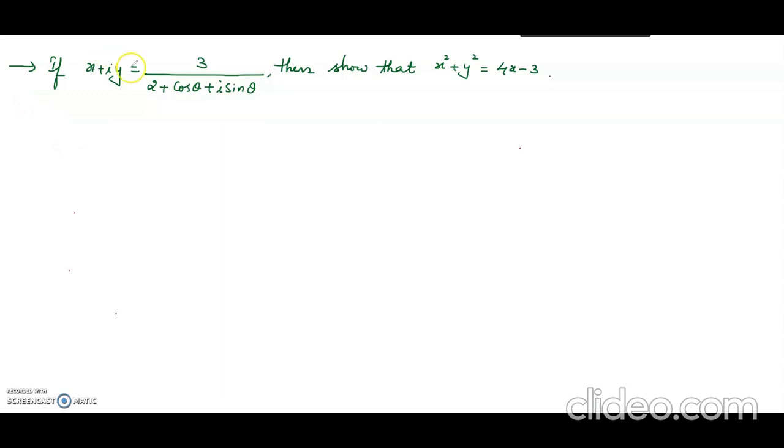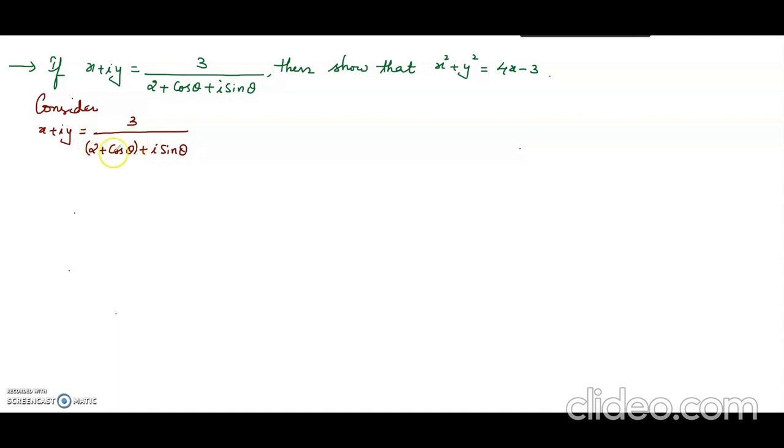So our next problem is: if x plus iy equals 3 by 2 plus cos theta plus i sin theta, then we are asked to show that x square plus y square is equal to 4x minus 3. So as in the earlier problem, let us consider the given term. What is given to us is x plus iy, x plus iy is equal to 3 by 2 plus cos theta plus i sin theta.